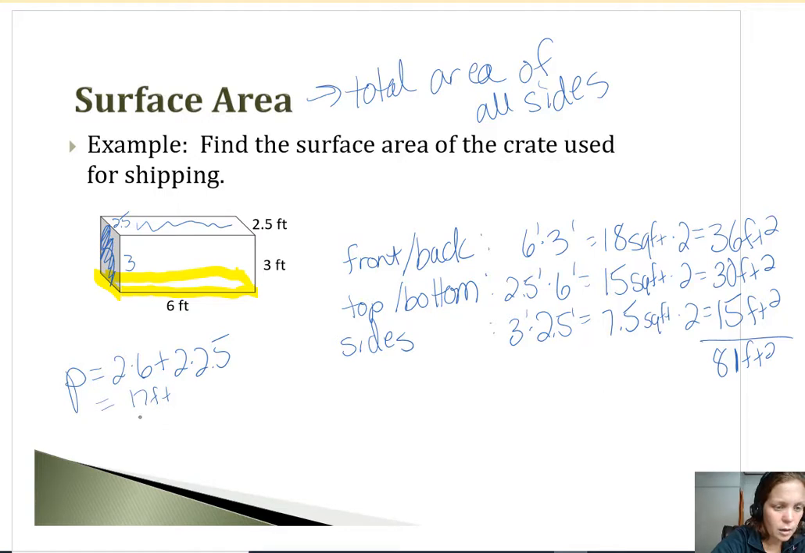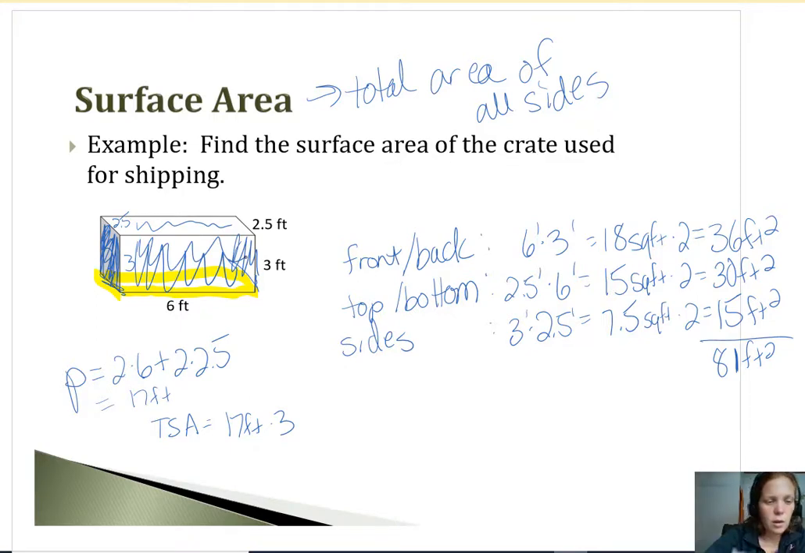So if we take the perimeter and we multiply by the height, okay, so we're saying that our total surface area, I'm going to use TSA here, is 17 feet times the height of 3. So what that's going to do is it's going to get each of the 4 sides, 6 by 3, 2.5 by 3, another 2.5 by 3 on this side, another 6 by 3 on the back. So it kind of does all those 4 sides all together.